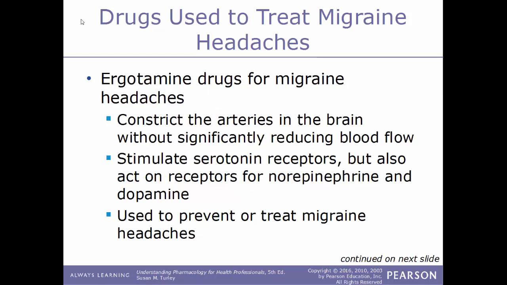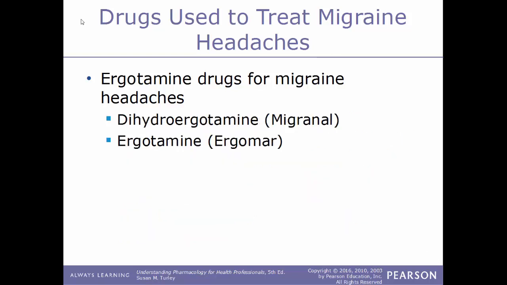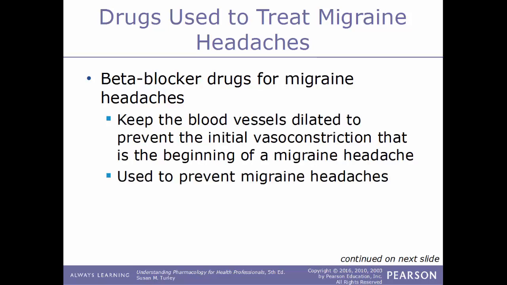Another class of drug that's used to treat migraines are called ergotamines. These work because they constrict the arteries in the brain without significantly reducing blood flow. These act by stimulating serotonin receptors, but also act on the receptors for norepinephrine and dopamine. And these are used to prevent or treat migraine headaches. Some examples of drugs that fall under this class: dihydroergotamine, also known by its brand name Migranal, and ergotamine, sold under the name Ergomar.